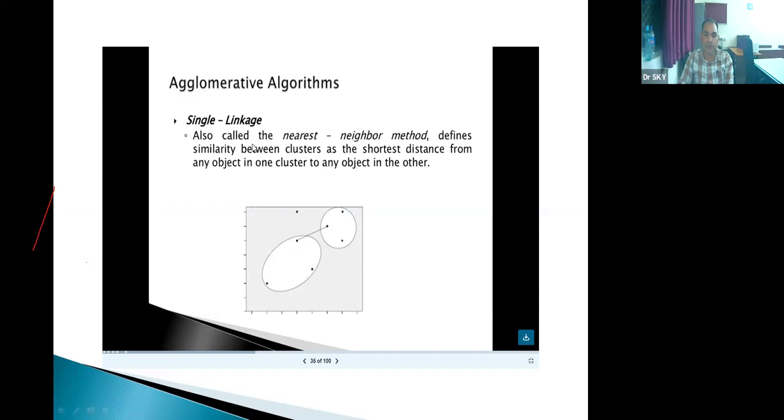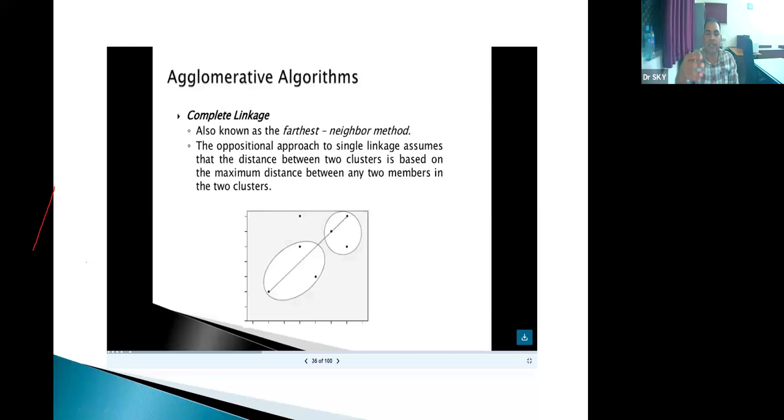So single linkage, also called the nearest neighbor method, defines similarity between clusters as the shortest distance from any object in one cluster to any object in the other cluster. So this is the smallest distance. That is known as single linkage. Now come to complete linkage, the farthest points. Here it is the farthest point of one cluster and the farthest point of the other cluster, and we combine them. This is known as complete linkage, also known as the farthest neighbor method.